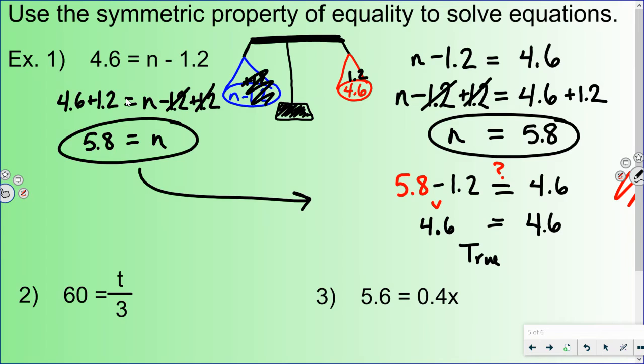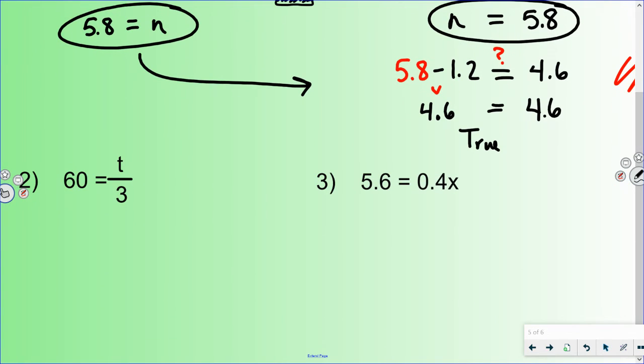Pause, rewind if you need, listen to that again, and then we'll go on to another couple of examples.